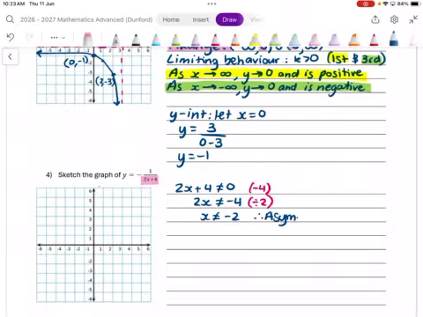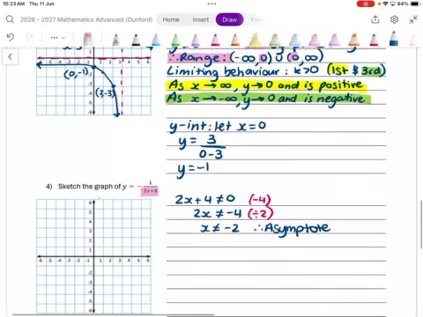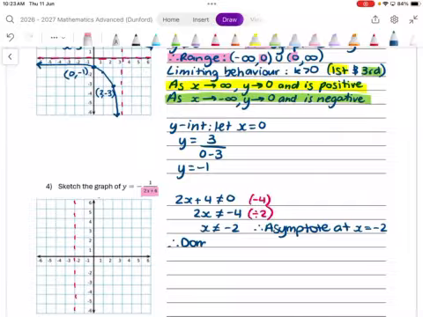So our asymptote is at x equals -2. So on our graph straight away, we're going to draw our asymptote on at x equals -2. And that information tells us that our domain is -infinity to -2 and -2 to infinity.